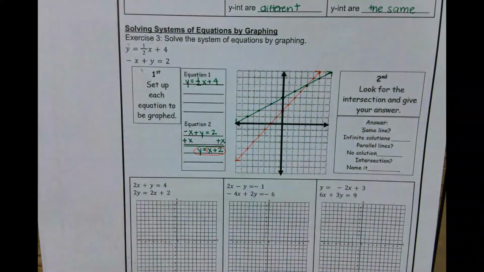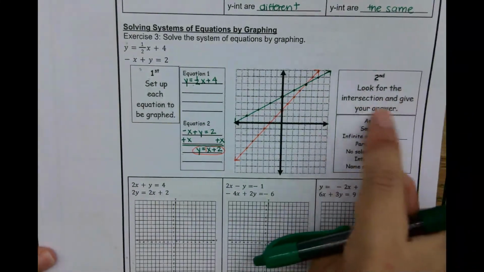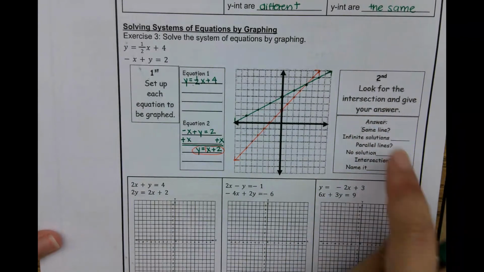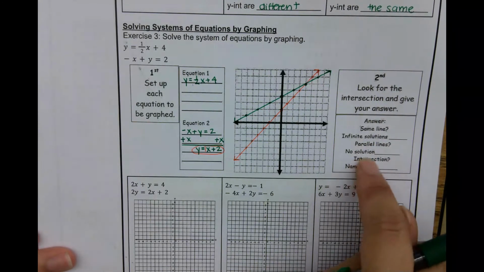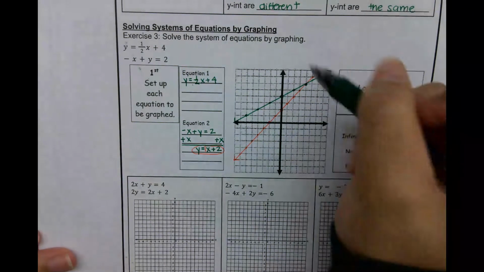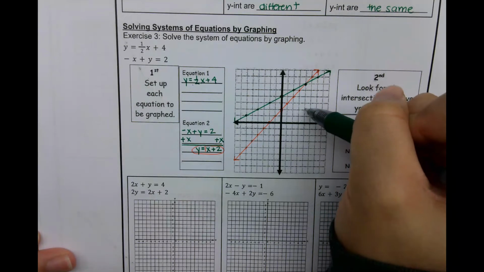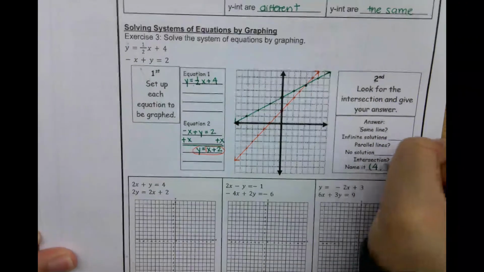Okay? Then all we have to do once we graph it is we look for the intersection where they touch, and that's our answer. Okay? If it is the same line, it'll be infinite solutions, okay, because they'll be the same. Parallel lines will be no solution, and if they intersect at one place, then we just name it. Okay, so here it intersects. This point is 1, 2, 3, 4. 1, 2, 3, 4, 5, 6. So here my solution is 4, 6.